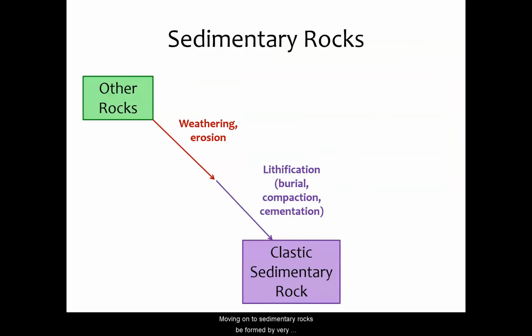Moving on to sedimentary rocks. They form by very different processes. They form from sediments. They form at Earth's surface and they don't involve molten rock. So we take whatever other rocks we started with, could be igneous, could be metamorphic, could be older sedimentary rocks, and we weather them, we break them down. We erode them, we move the pieces away to a new location.